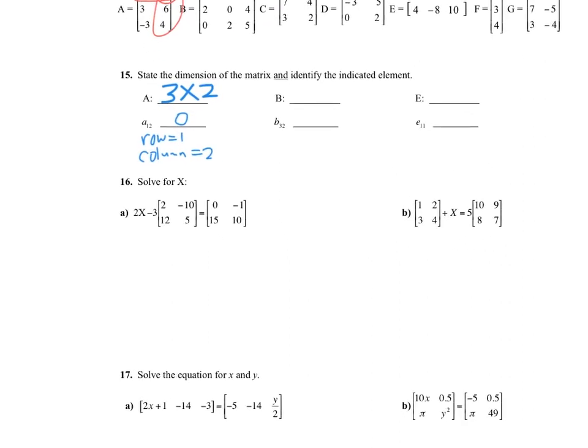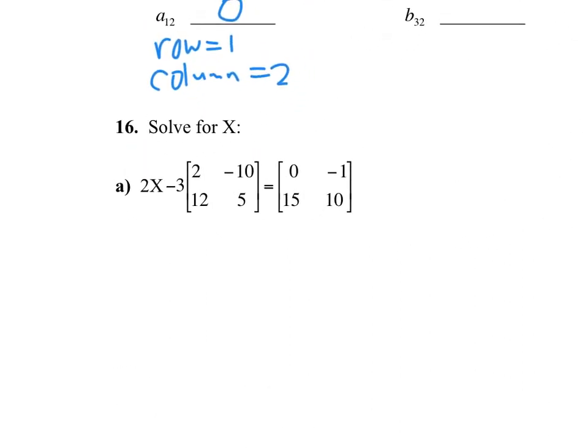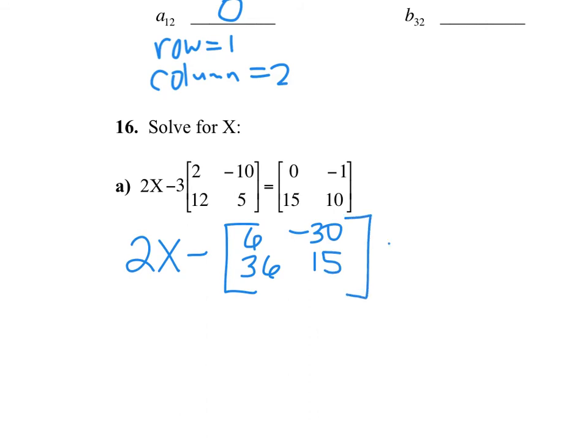All right, so for these, we have to solve. So let's look at number 16. We're going to solve this. We're solving for matrix X. First thing you want to do is I would distribute 3 to everybody. So I have 2x minus 6, -30, 36, and 15. Now, I decided not to distribute the negative, and the reason why is because I'm going to add it over to the other side. So I just distributed the 3 to everybody.